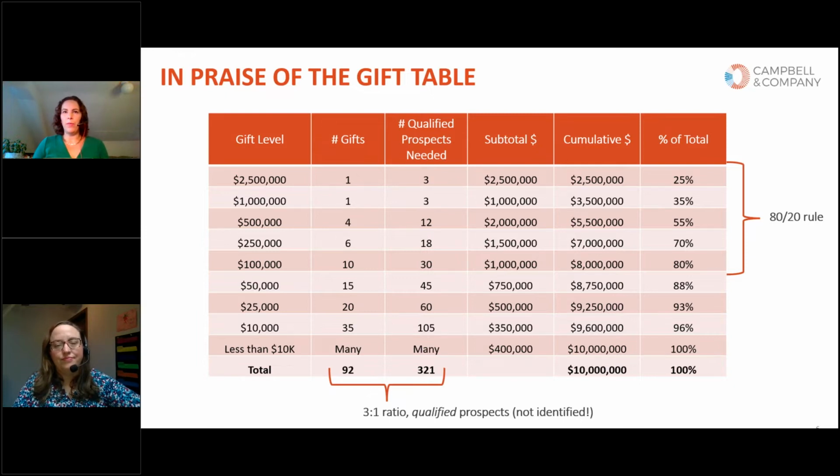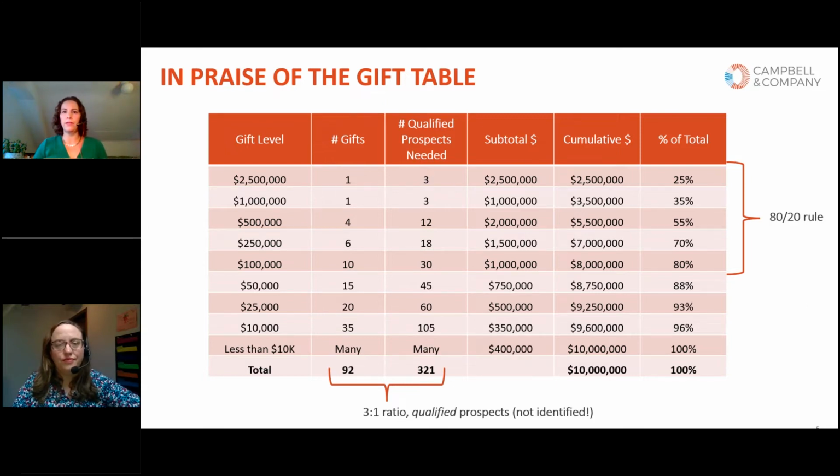So a couple of things I want to point out here. The first is that classic 80-20 rule that seems to apply in so many places in life. About 80% of our $10 million total here is coming from about 20% of our count of donors. So we want to help your teams by making this as top-heavy an effort as possible. The other thing I would point out is that 3-to-1 ratio that you see for prospects needed to the number of gifts.